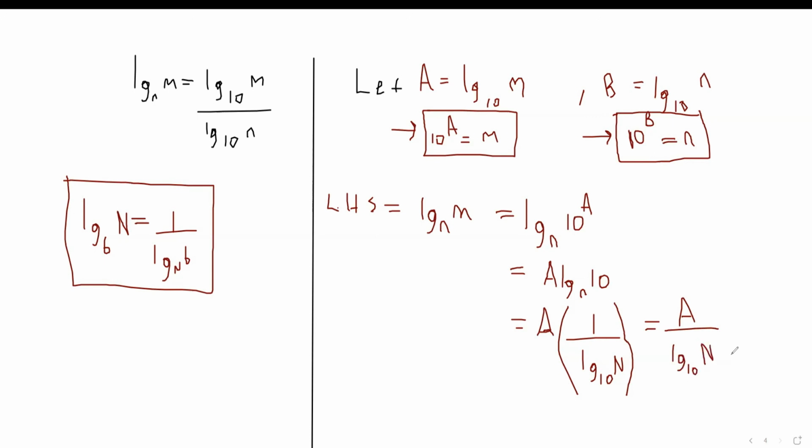Yes, sir. But then what is A? A was log to base 10 of M. Oh, beautiful, though. A was log to base 10 of M. Isn't that what we call A up there? Yes. So see the proof? Easy, though. Log proofs are so easy, soft.